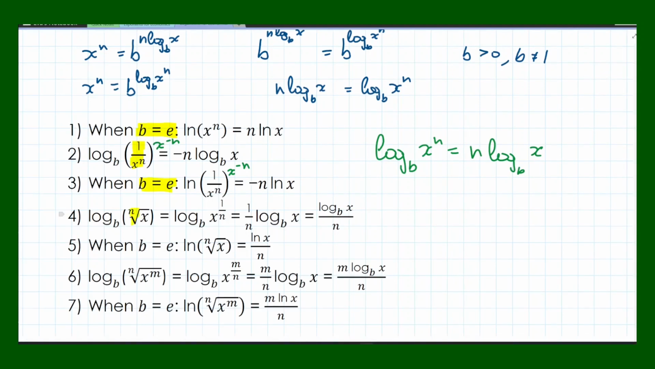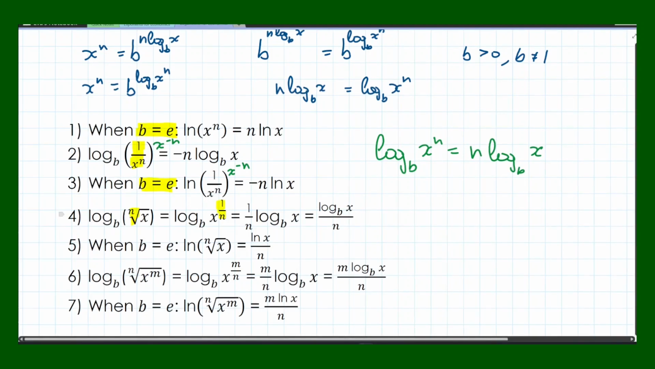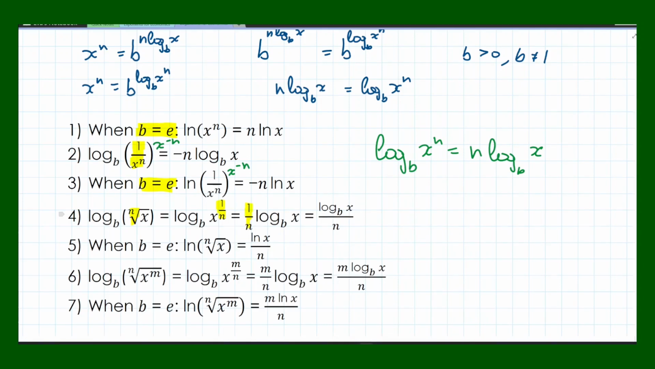Remembering that the nth root is just the 1 over n power, then we can bring out that 1 over n in front of the log, and now multiplying the log by the 1 over n, just going to simplify down to log over n. If we replace the base with e, we're just going to end up with ln nth root of x being equal to ln x over n.